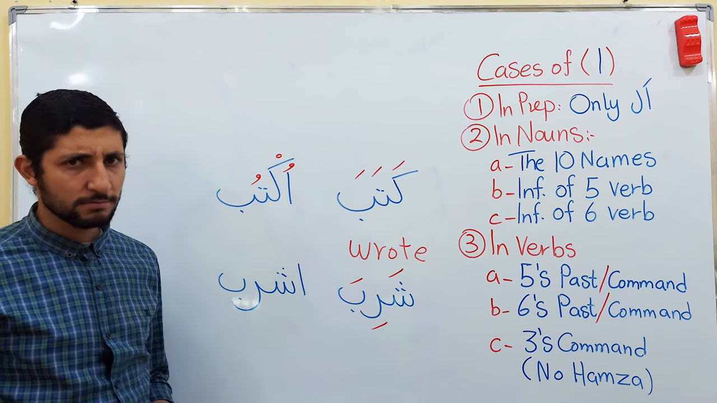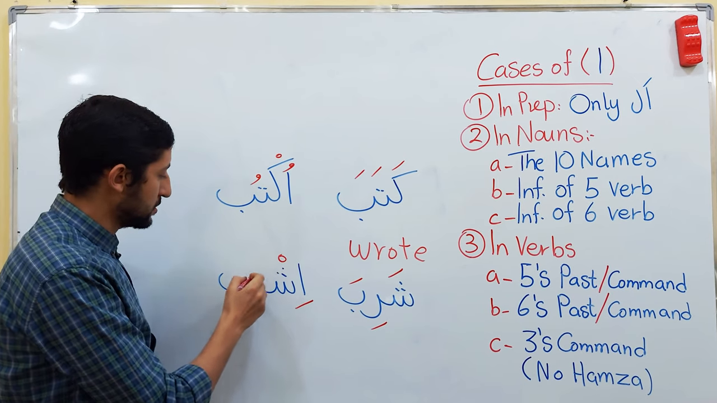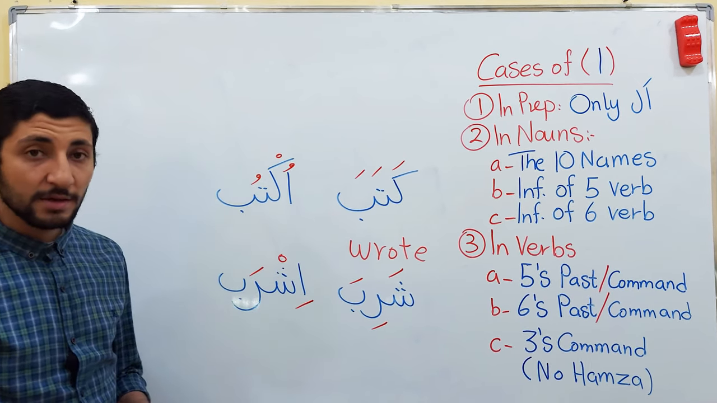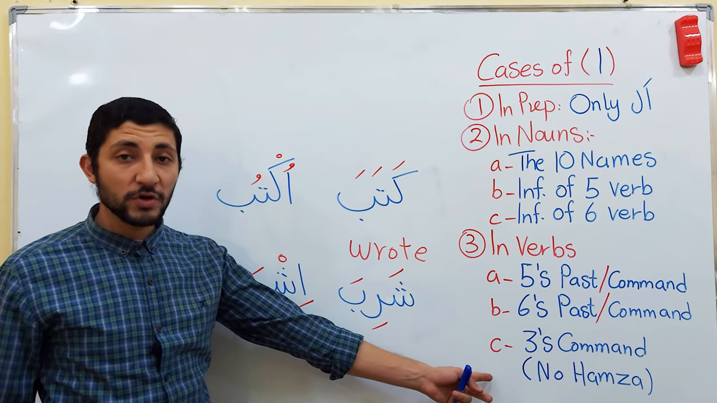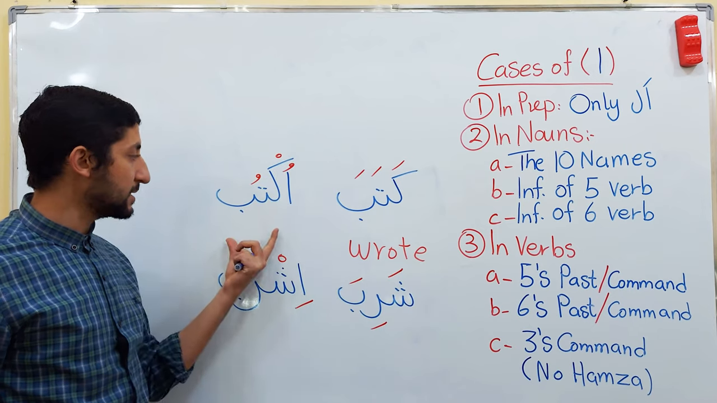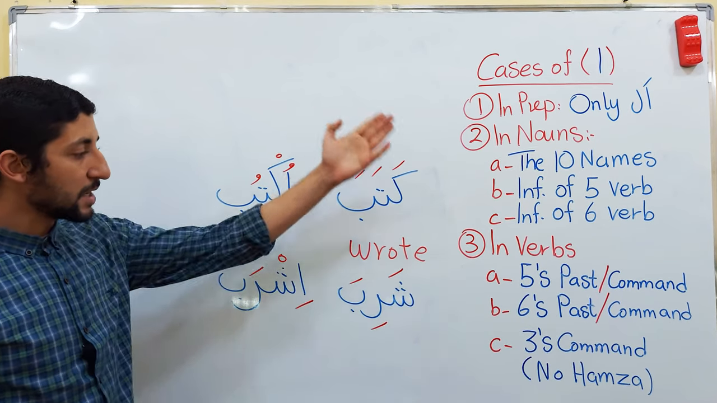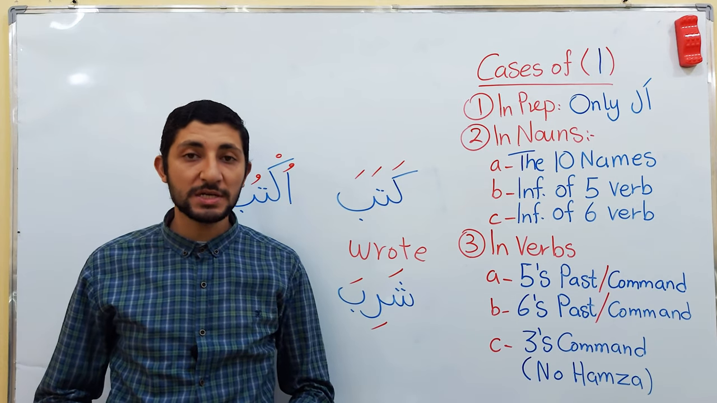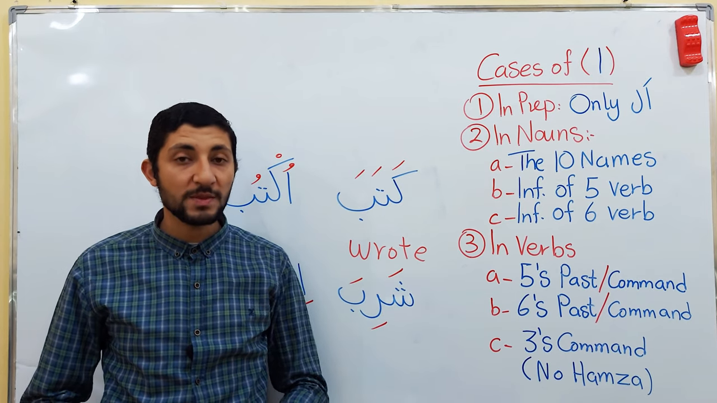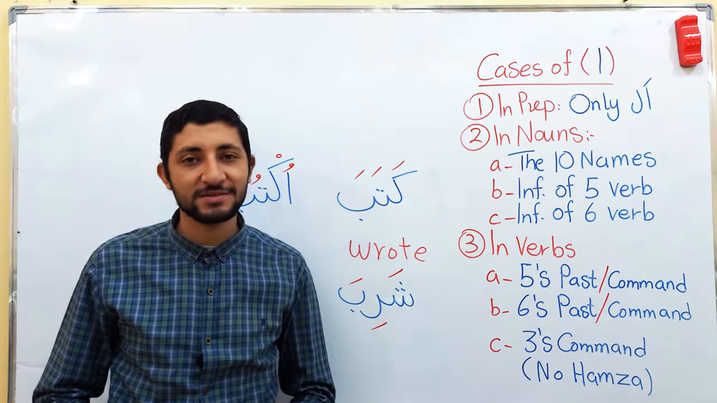اشرب. Drink. Drink your water. اشرب. Okay? So, the triple verb, which originally doesn't have ألف, when we get the command, some verbs will get ألف, okay? So these are the cases in which we will see همزة الوصل in the beginning of a word. Let's now move to همزة القطع.